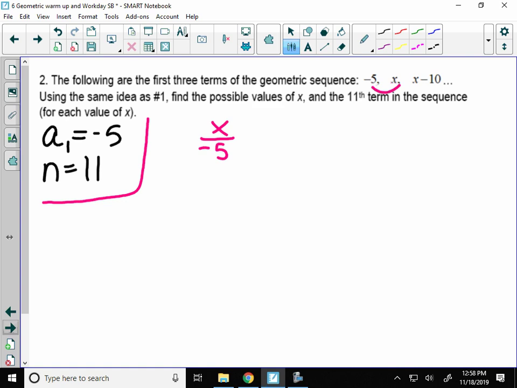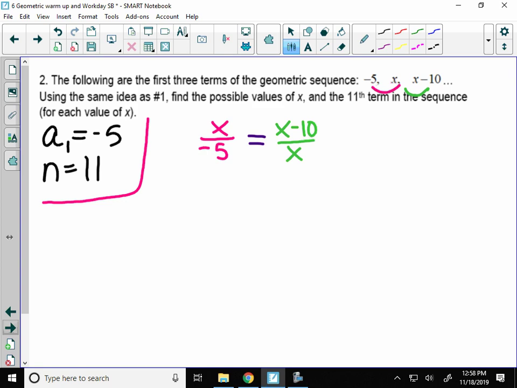Now, the common ratio between these next two terms, is it going to be the same numerically? Would it be the same number or a different number? Common ratio would be the same. You're always multiplying. So if this common ratio was 3, we'd have to multiply by 3 again. How do we write the common ratio between those two terms as a fraction? You would take x minus 10 divided by x. Now, would you agree with me that those have to be the same?